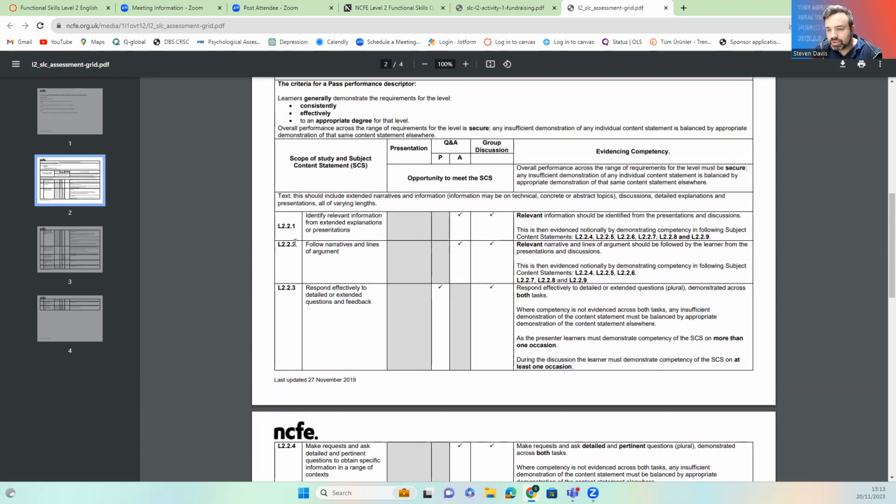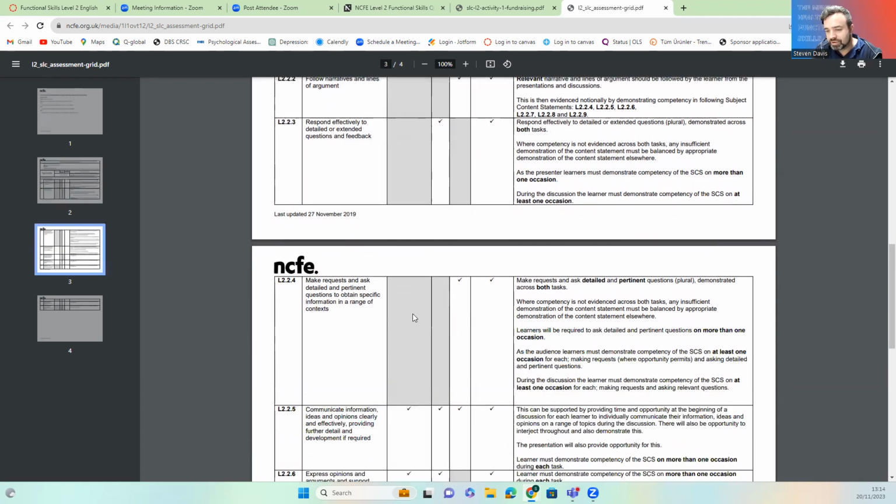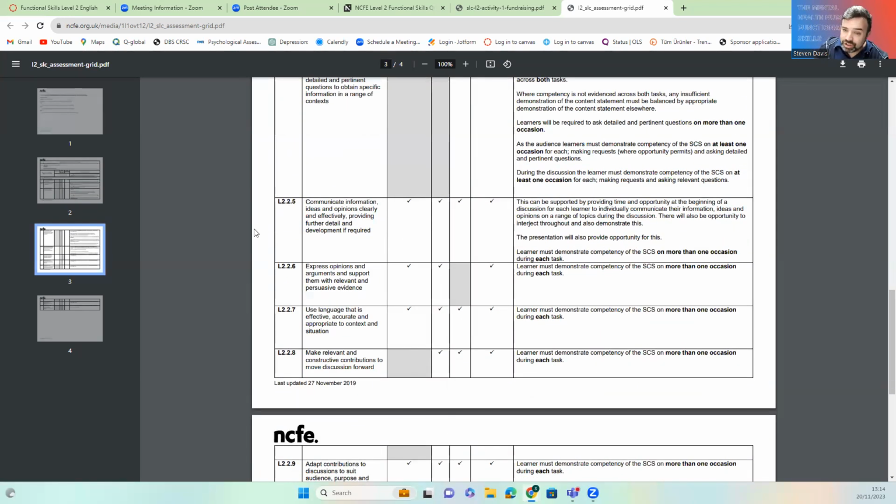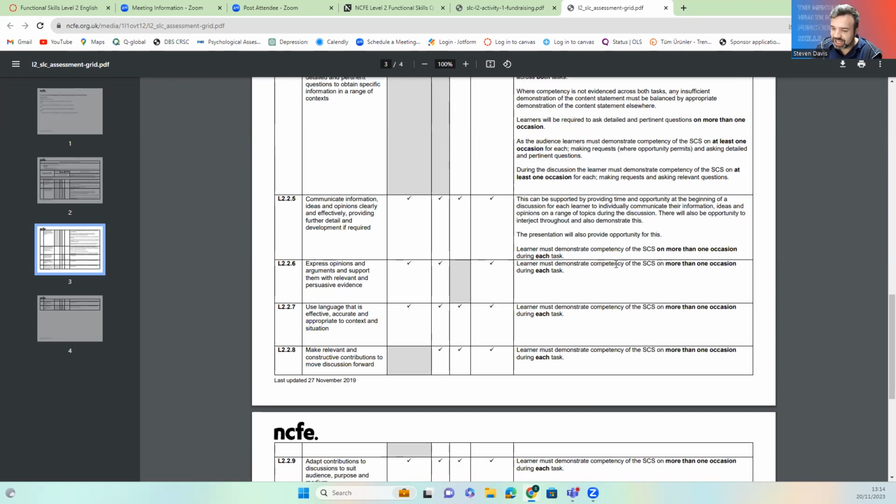So 2.1, 2.2 and 2.3 is all going to be met through the group discussions, through participating or through being the audience asking the questions, but it won't be done through the presentation. Through the presentation, you can see you're covering 5, 6 and 7. And here it gives you a breakdown a bit more. So this can be done by supporting, providing time and opportunity at the beginning of the discussion for each learner.